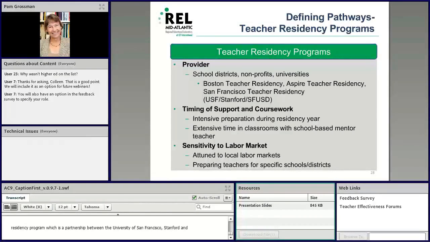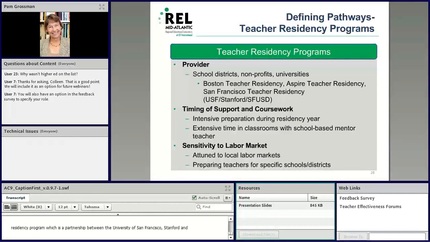They have intensive preparation during the residency year in which the residents are placed with mentor teachers in the district. And they spend an extensive time in the classrooms with their school-based mentors. So these are school-based programs that still have coursework during that first year. Districts typically then hire those people in the second year of the program where they become the teachers of record.